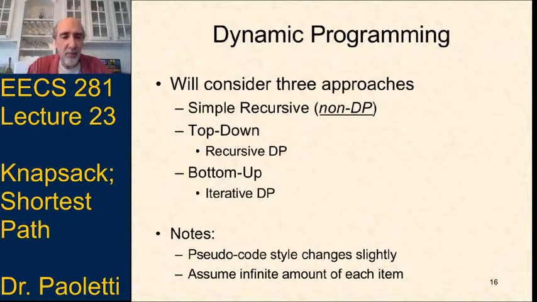Now, to keep these in a one slide per version format, we had to do two things. We had to just return the maximum value, and we had to assume an infinite number of each item, because we don't keep track of what we've taken. If we did both of those things, it would about triple the size of the code.